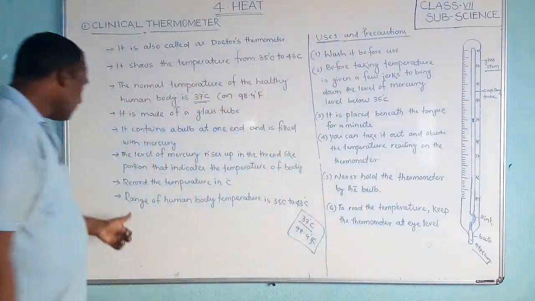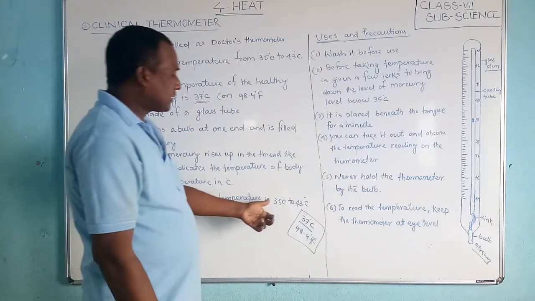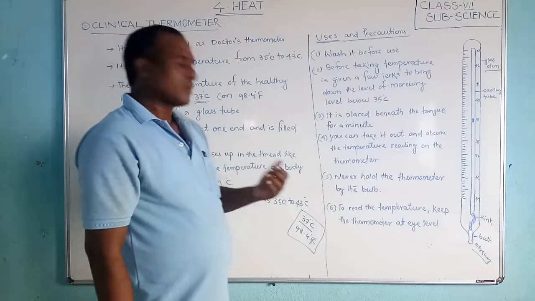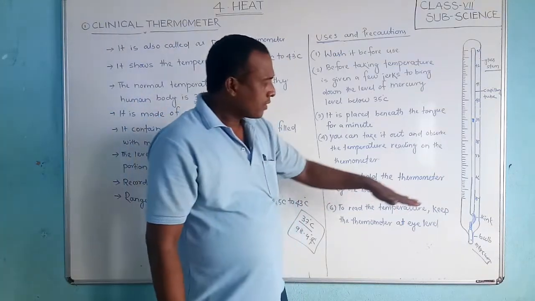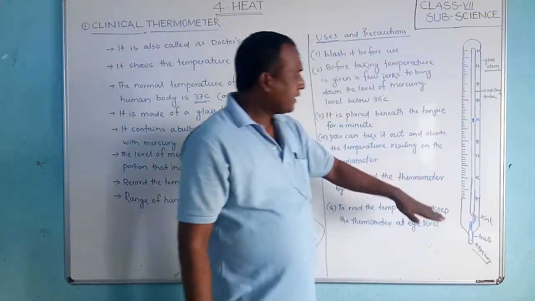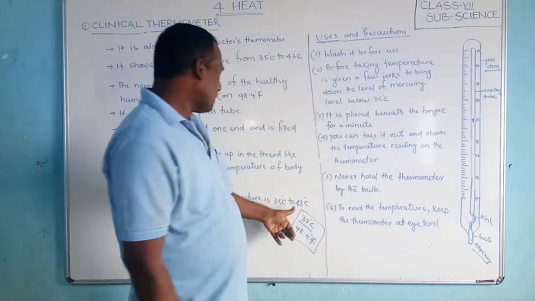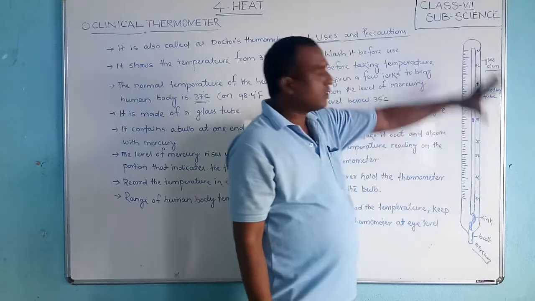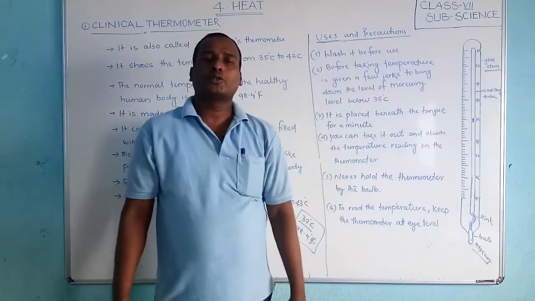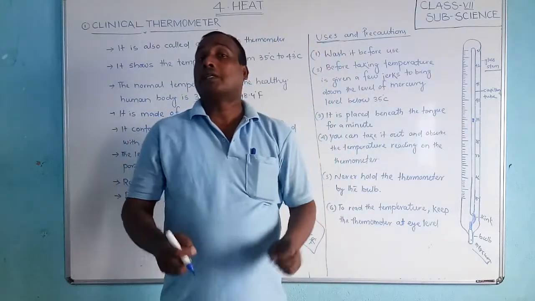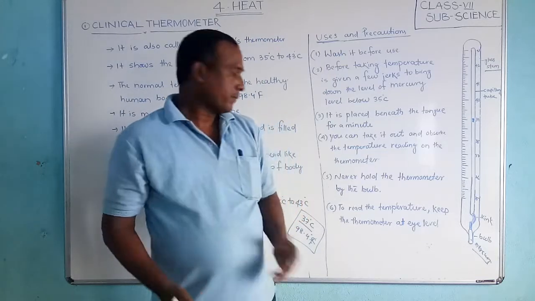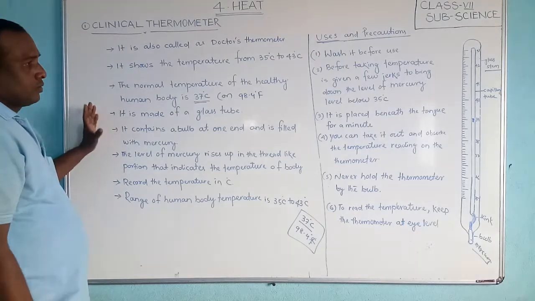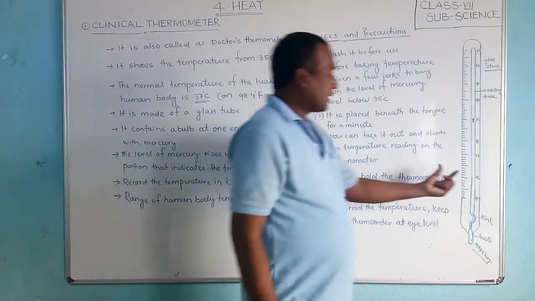The range of human body temperature is 35 degrees Celsius to 43 degrees Celsius. That means the minimum is 35 degrees Celsius and the maximum is 43. That's why we use this range for the clinical thermometer, to measure the body temperature of a human. These are the construction and measurement of the clinical thermometer.